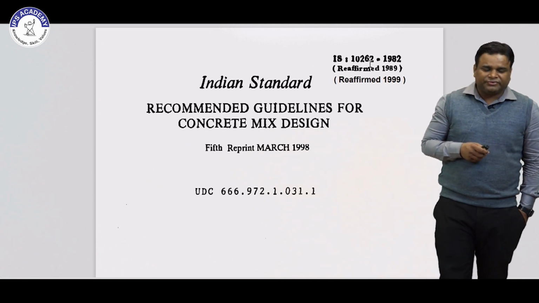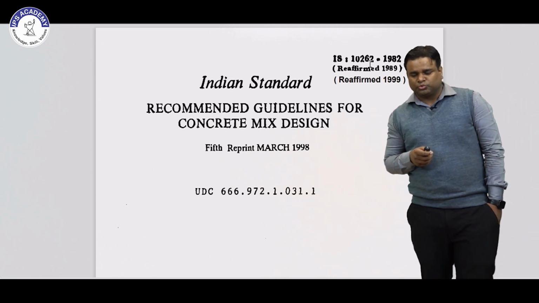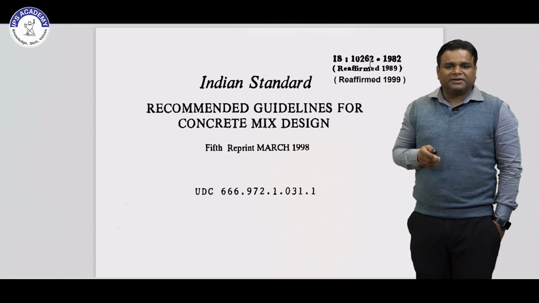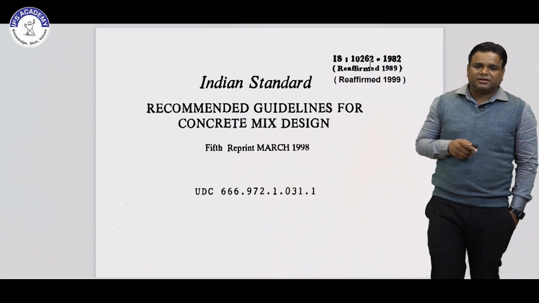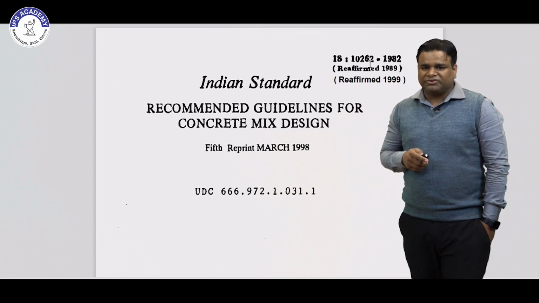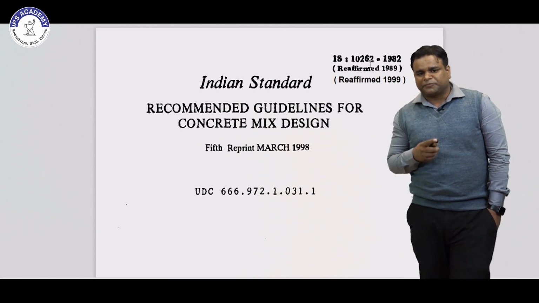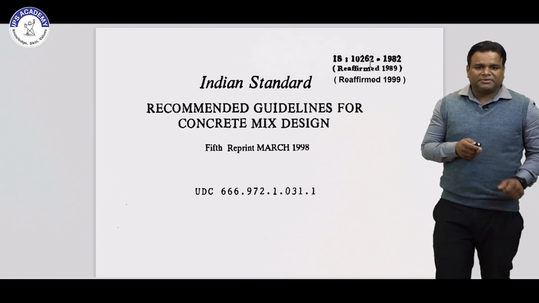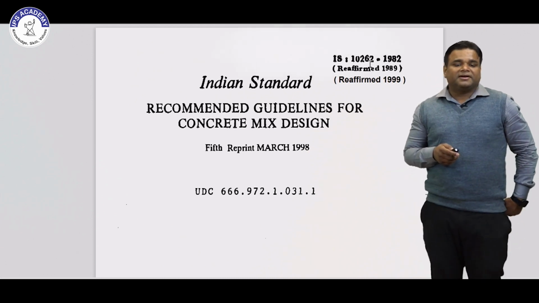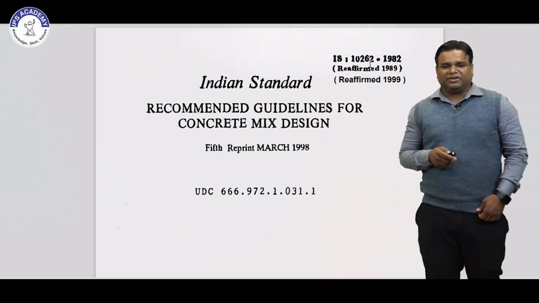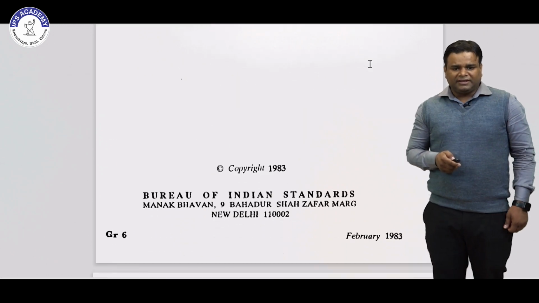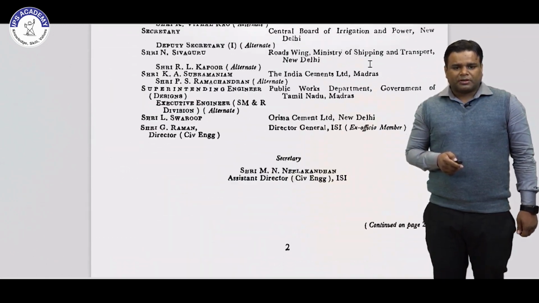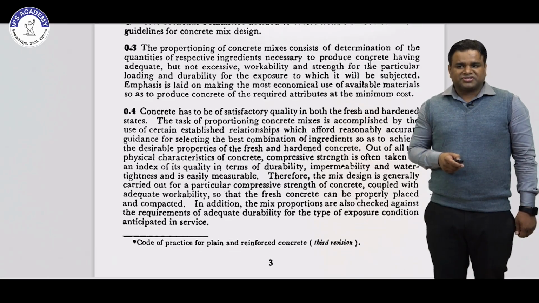In the latest we have the code 10262-2019, but before going into that code we will see the previous version of the code, which was published in 1982. This is basically the recommended guidelines for concrete mix design. In that, some definitions were there.